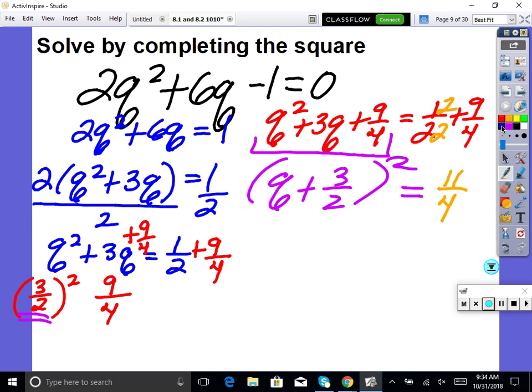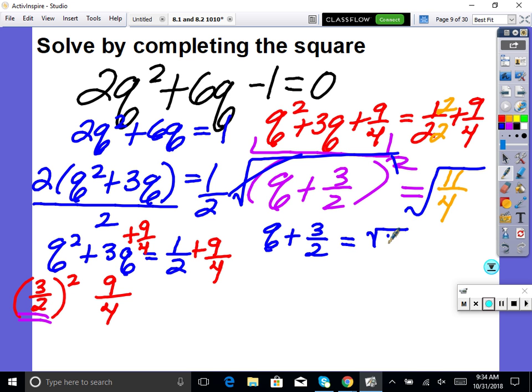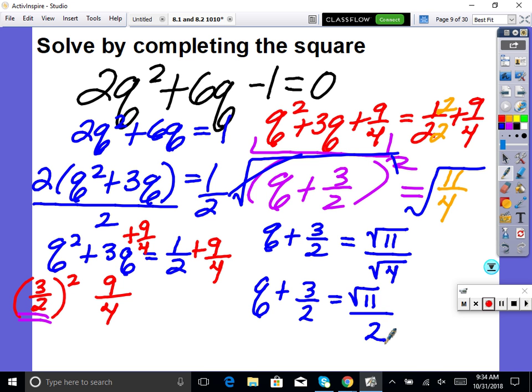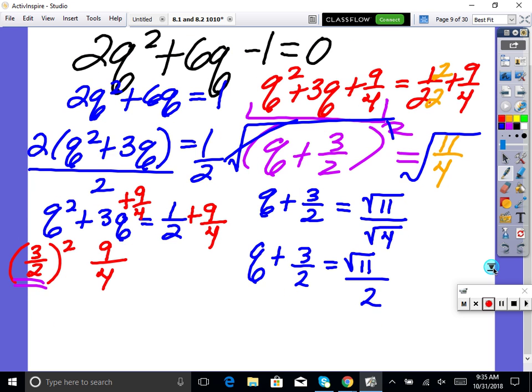So now we're all good. Just solve by taking square roots. Square root, square root. Root cancels out with power. So we have q plus 3/2 is equal to the square root of 11 over the square root of 4. We don't even have to rationalize because the square root of 4 is 2, so it's square root of 11 over 2. And I forgot to write a what? A plus or minus. Very common thing to do.